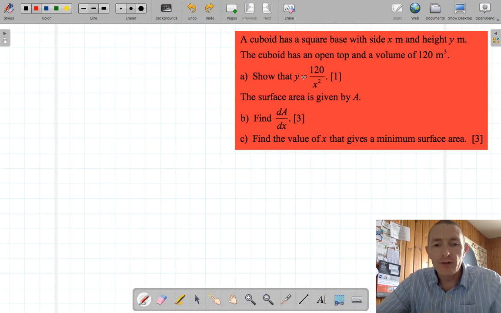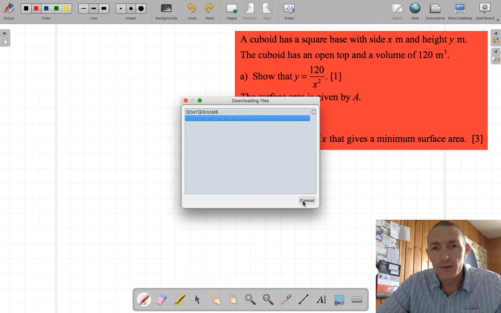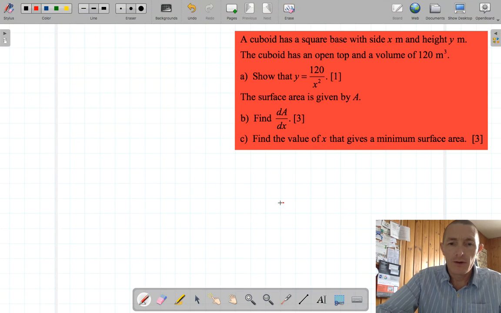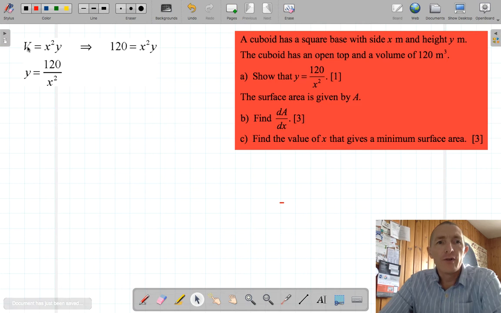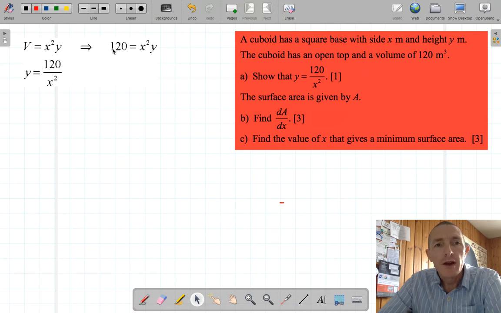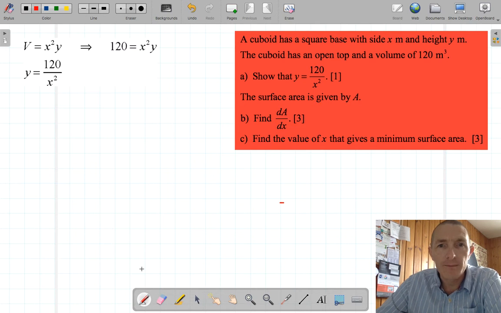Okay, so to do that first part, I'm just going to grab an equation I've already done. And here it is. So basically, I know that the volume is the base times the height, volume of a cuboid. I've got the volume as 120, x squared times y, and I just rearrange it to get y equals 120 over x squared. So quite a simple 1 mark question there.